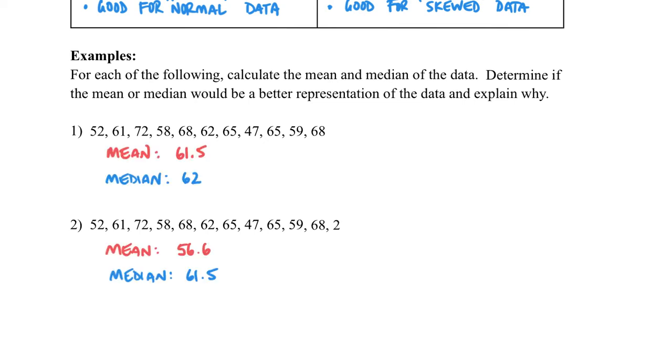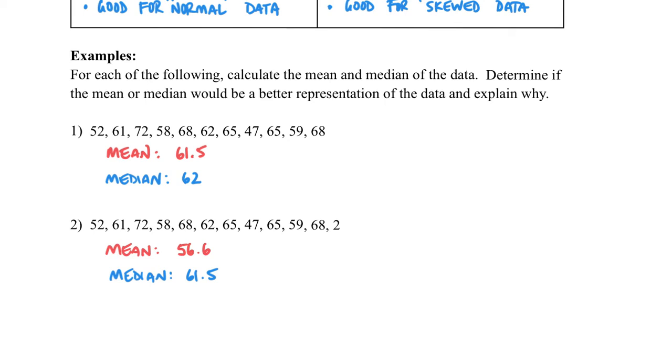Okay. So I put all of this in my calculator, and I calculated the mean for the first set of data to be 61.5, the median to be 62. For the second set of data, I calculated the mean to be 56.6 and the median to be 61.5.